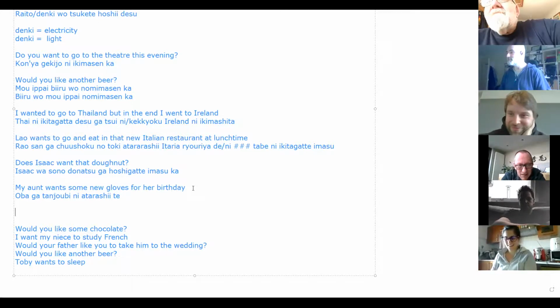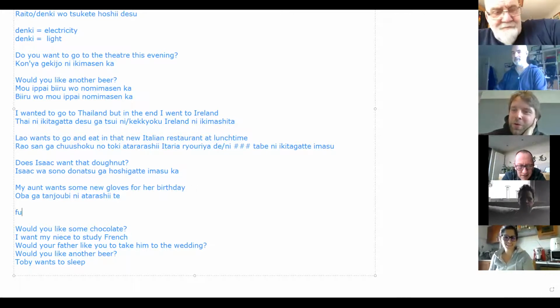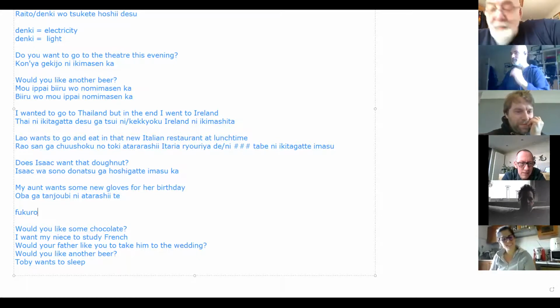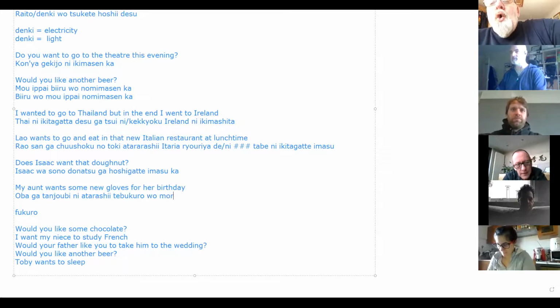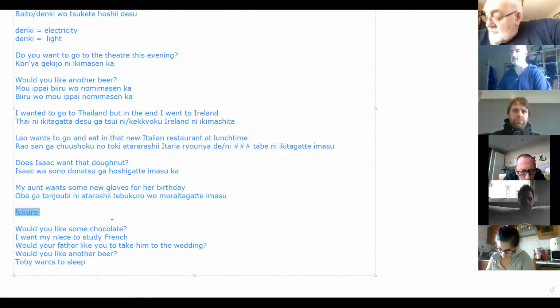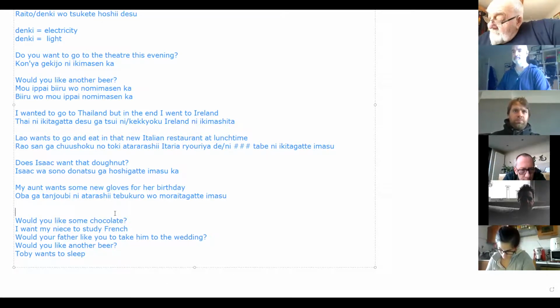Costa, do you know what it was? Te nimotsu. No, I know that the bag is kaban. So this is a slightly different bag. It's fukuro. Tefukuro. And this becomes tebukuro when compounded. Or moraitagatte imasu. Tagatte imasu. Yeah, good. Oba ga tanjoubi ni atarashii tebukuro o moraitagatte imasu. Yeah, good, perfect.